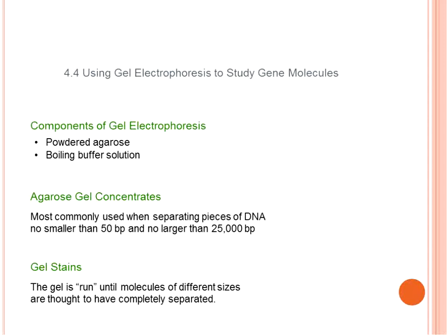But depending on the concentration, agarose gels can be used to separate DNA molecules anywhere from 50 to 25,000 base pairs. Smaller than that, you need to use a different type of gel. We could use something called polyacrylamide gel electrophoresis.